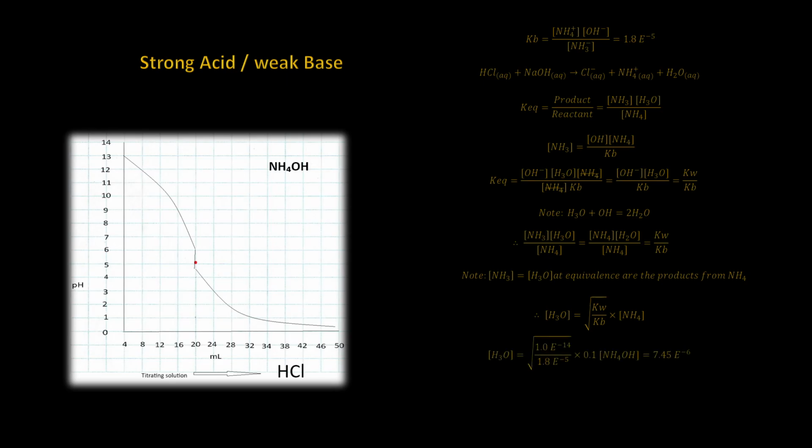For the hydrochloric acid being titrated by a 0.1 molar ammonium hydroxide, the molarity of the hydronium would be equal to the molarity of the hydrochloric acid, which is equal to the square root of 1.0 times 10 to the minus 14 divided by 1.8 times 10 to the minus 5, and then multiplied by the 0.1 molar ammonium hydroxide, which equates to 7.45 times 10 to the minus 6 moles of H3O. Well, the pH is equal to the minus log of 7.45 times 10 to the minus 6, which equates to the pH value of 5.1. Therefore, the indicator that is chosen would be methyl red, having a pH range between 4.8 and 6.0.